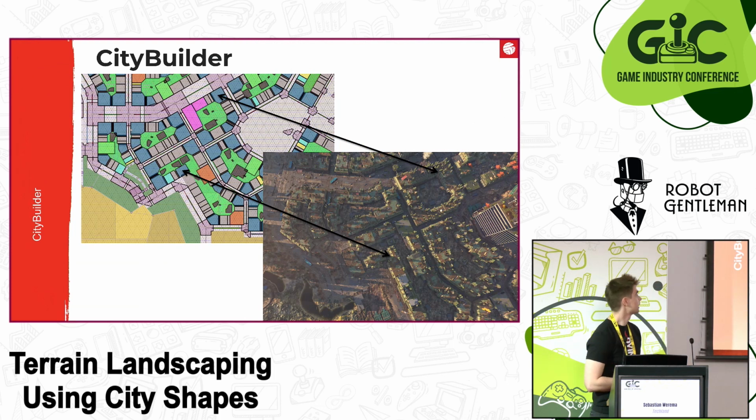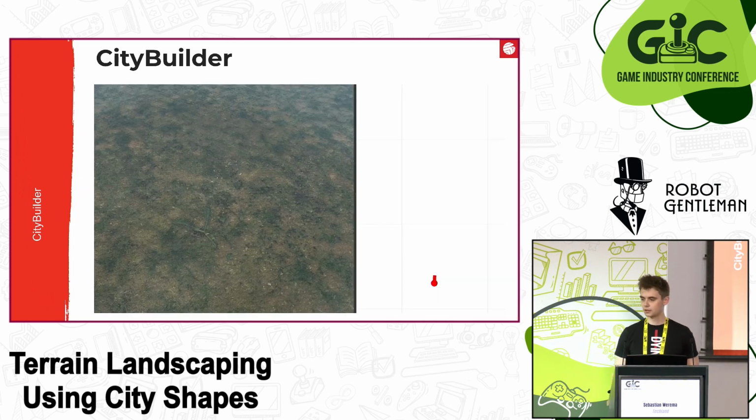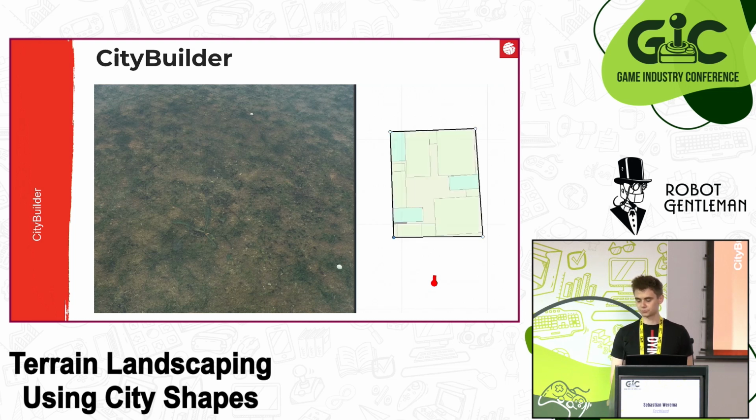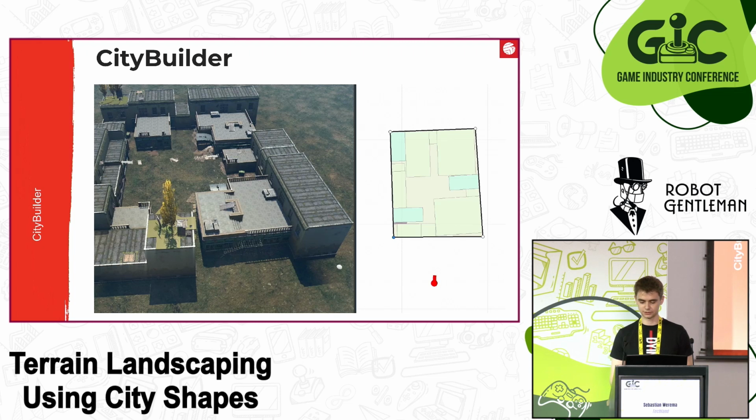So, CityBuilder. This is our graph-based tool for procedural content generation. What you see on both of these screenshots is the exact same place, both in-game and in CityBuilder graph. As a user, you draw these 2D shapes, choose appropriate settings for them, and press generate. When you're almost happy with the generation output, but you want to tweak some things, you can always lock this content to modify it by hand.